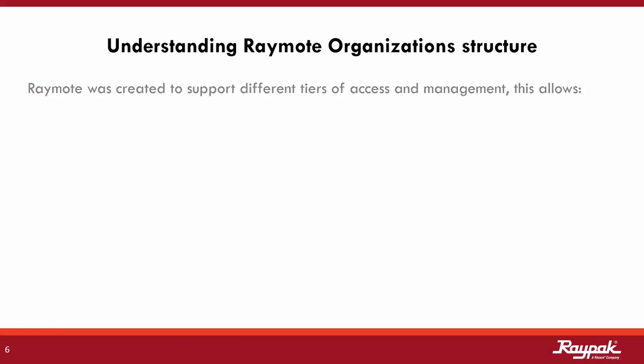It is critical to understand how Raymote manages multiple sales and channel partners accounts. This slide specifically intends to depict how the Raymote network tree works. Raymote was created to support different tiers of access and management, and this allows customers to manage one or multiple devices. All this starts with the customer sites. Multiple customers from same reps or different reps, same regions and or multiple regions.